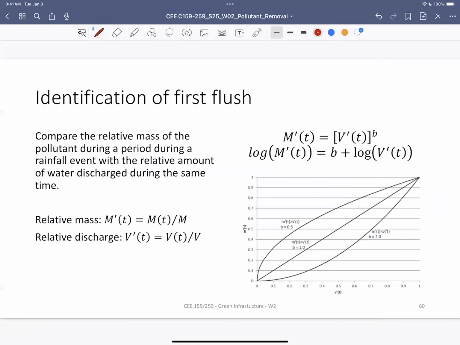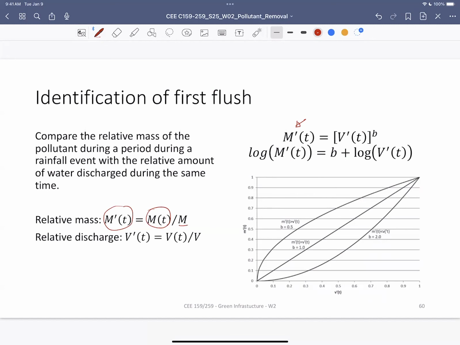So how do you calculate and identify the first flush effect? Basically, you compare how much pollutant is discharged at different fractions of the water, compared to the total amount of pollutant discharged. So you are comparing a mass ratio. The M ratio is the mass of pollutant discharged at a certain time of the rainfall divided by the total mass of the pollutant discharged in the entire event.